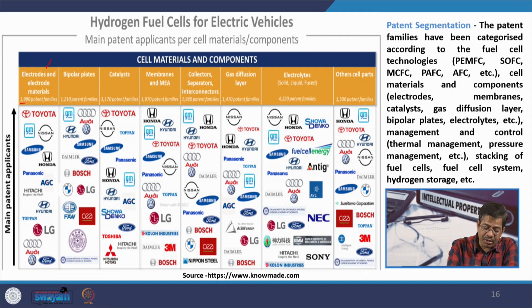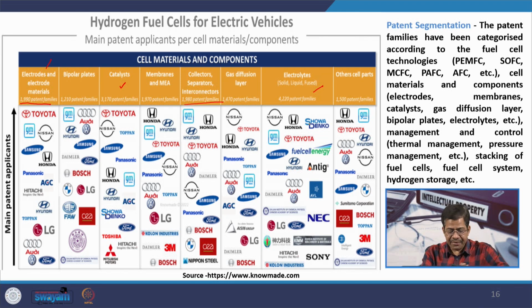In this you have around 1990 patent families. Similarly, you have collectors, separators and interconnectors where you have 1980 patent families. Catalyst is having 3170 patent families, and similarly in the electrolytes you have around 4000 plus patent families.